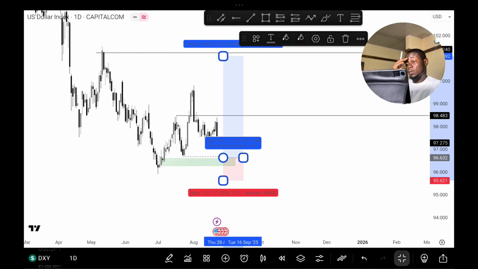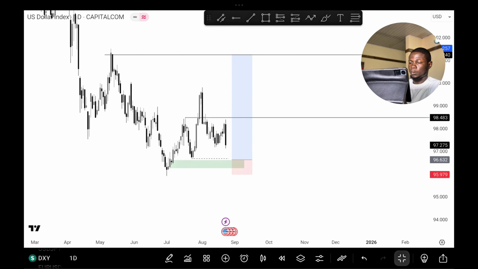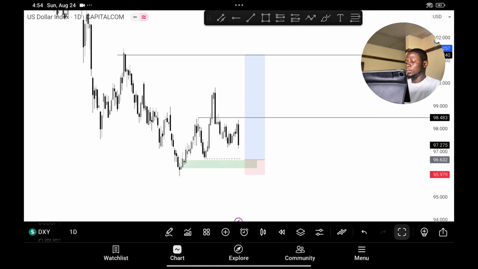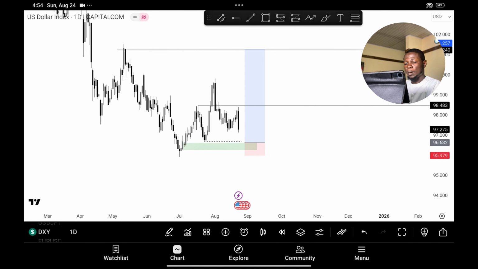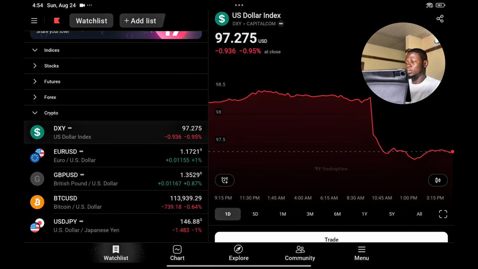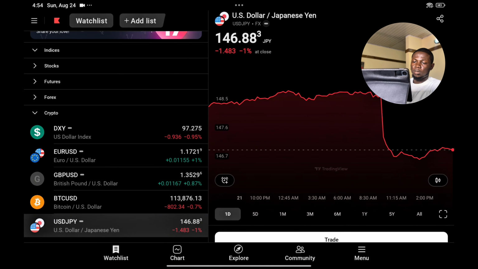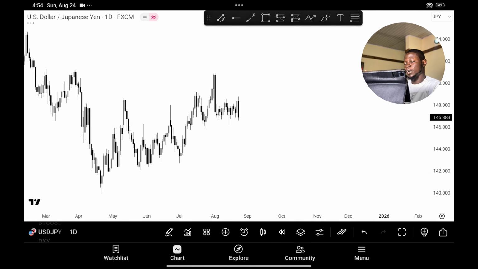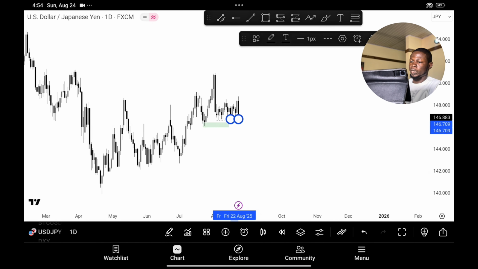Do you understand? So you target this high over here. This is about 7 hours. This is what I'm seeing on DXY. I've showed you my step A and my step B on DXY. Then I need to go over to the other pairs to see if it aligns with this DXY analysis. Let me go over to USDJPY, one of my favorite pairs. Now this is USDJPY.